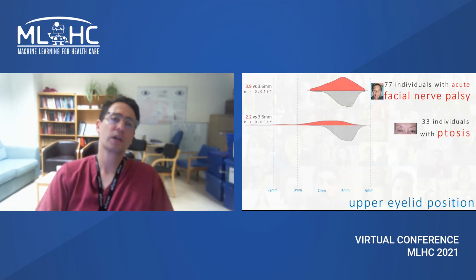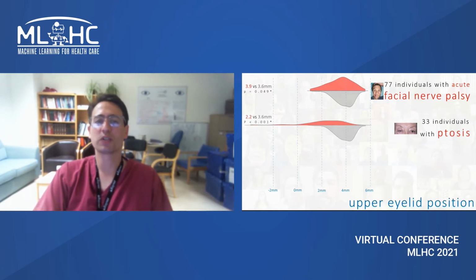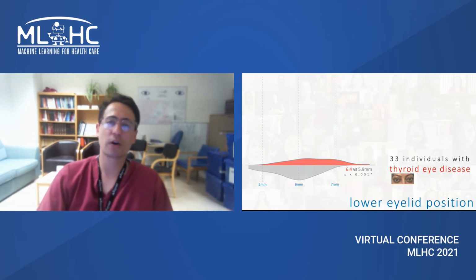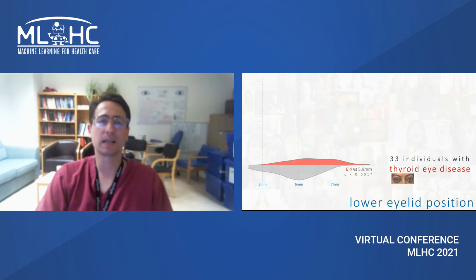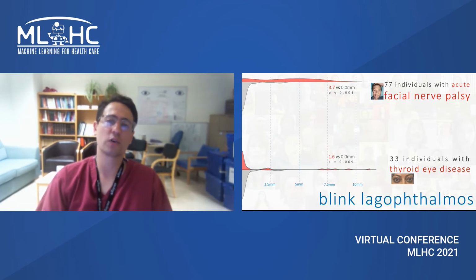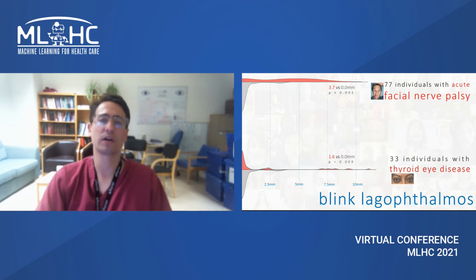population groups. So in these slides, the grey distribution represents controls, and compared with those controls, the upper eyelid height is greater in those patients with Bell's palsy, but less in ptosis or a droopy upper eyelid, as would be expected. Compared with controls, the lower eyelid sits lower in thyroid eye disease, as is expected clinically. And blink lag ophthalmos, that's significantly greater than controls in both Bell's palsy and thyroid eye disease.